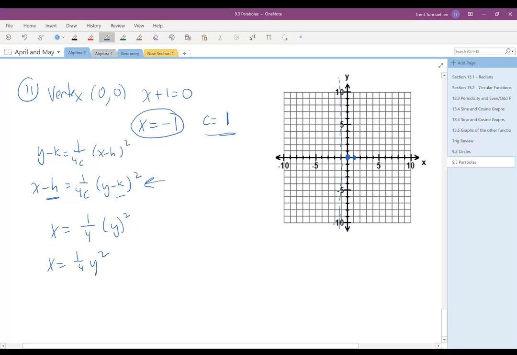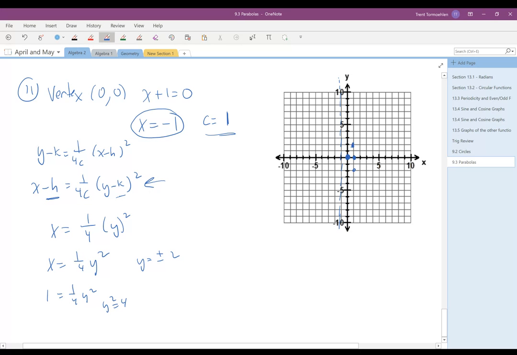Now that we have that the equation is x equals 1/4 y squared, finding some extra points, if we let x equal 1, you'd find out that y is going to equal plus or minus 2, right? Because you get 1 equals 1/4 y squared, so y squared equals 4. And so if x equals 1, then you get 2 and negative 2.